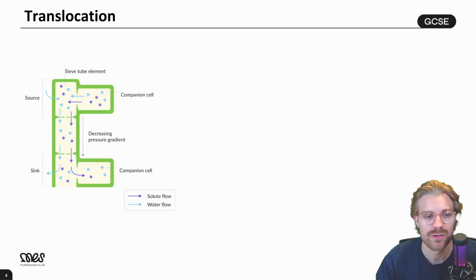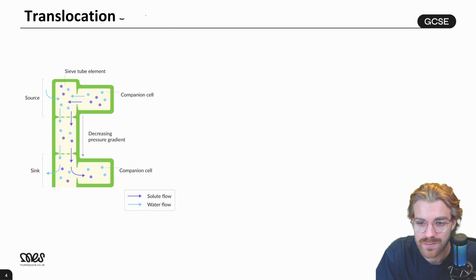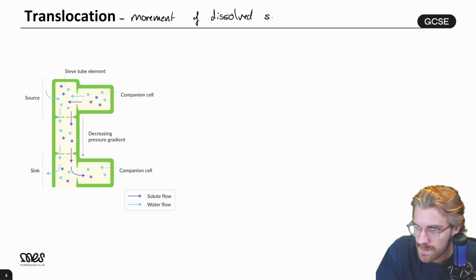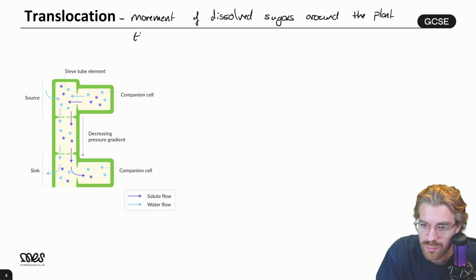Next, let's talk about translocation. So translocation, our definition is going to be the movement of dissolved sugars around the plant through the phloem.